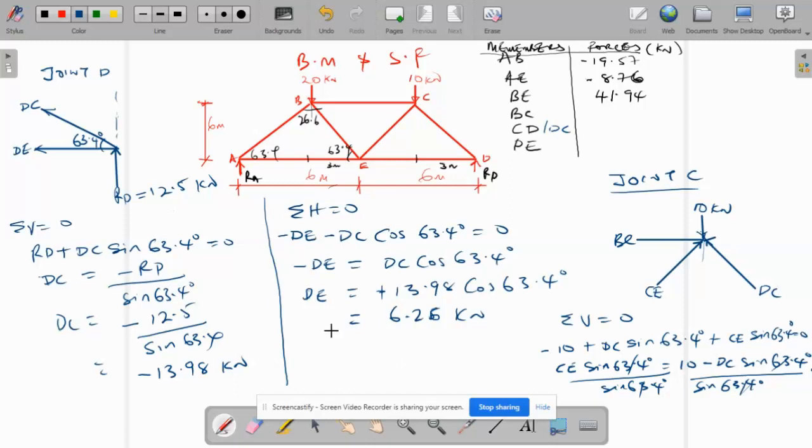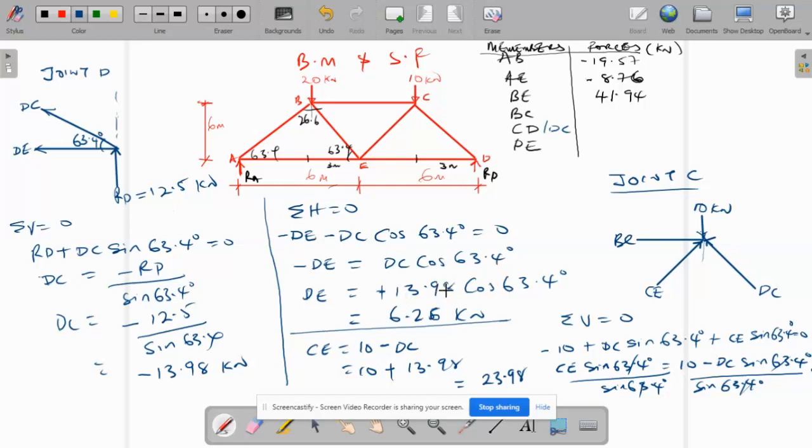Our CE will be equal to 10 minus DC. So what we'll have here is 10 minus 30 minus DC, and our minus DC here is 13.98. So we add it, because it's minus with this minus, it will change to plus. So CE will be equal to 23.98. So we already have our CE.